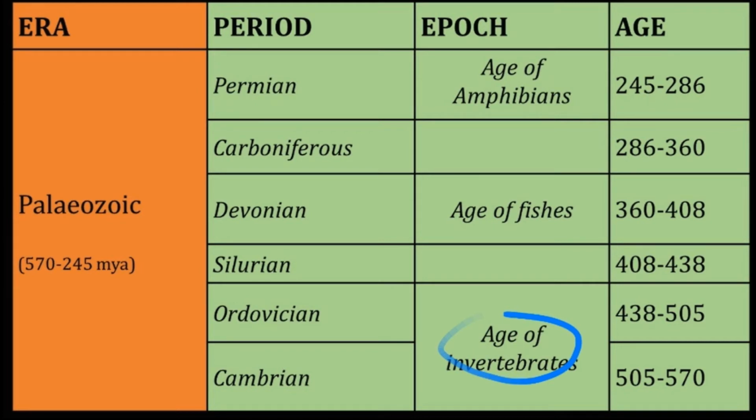Then second is the Ordovician. Ordovician is also important. The age of Ordovician is 438 to 505. And Ordovician and Cambrian combined are called the age of invertebrates.